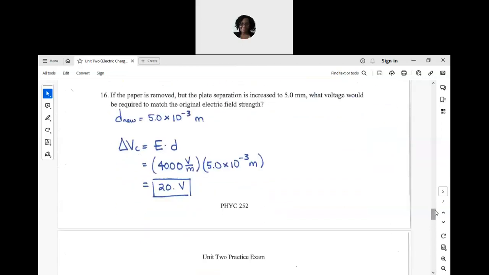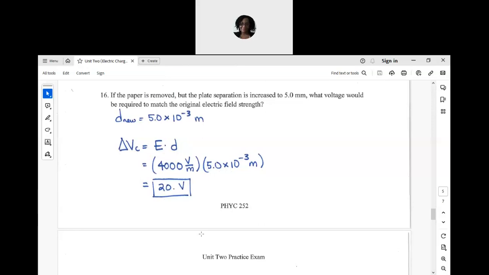Number 16, if the paper is removed, but the plate separation is increased to 5 millimeters, what voltage would be required to match the original electric field strength? I can go back to the electric field strength that we calculated a few steps earlier and our new plate separation to find that the product of those two would give me the new delta V. So this would require 20 volts.